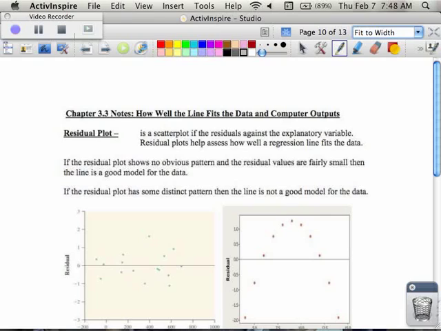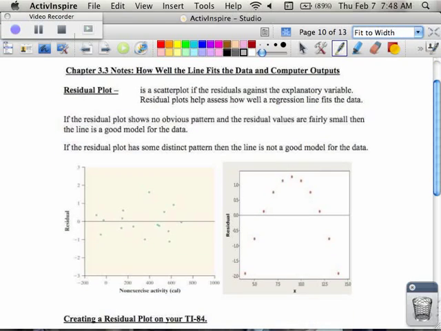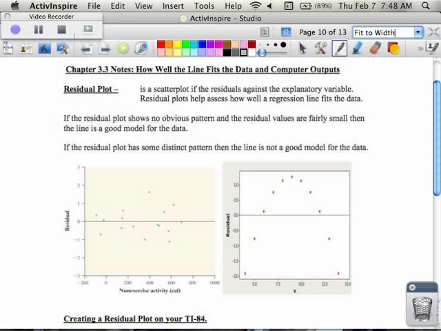Data fits to our line, or regression line of best fit. And we're going to start by talking about something called a residual plot. A residual plot is a scatter plot looking at the residuals against the explanatory variable. And they help tell us how well a regression line fits our data.